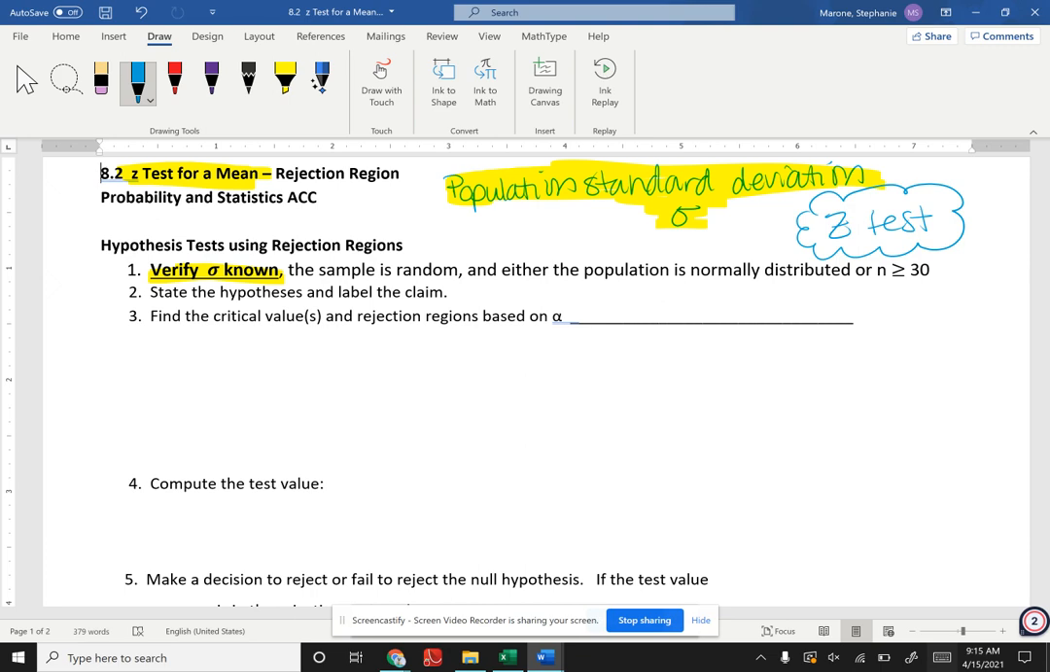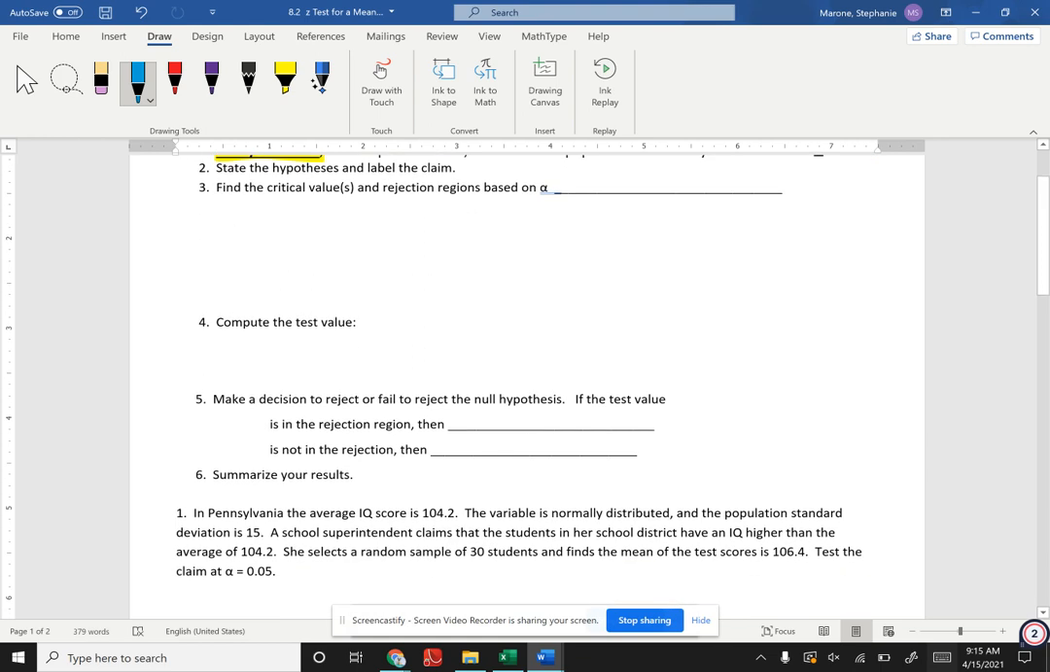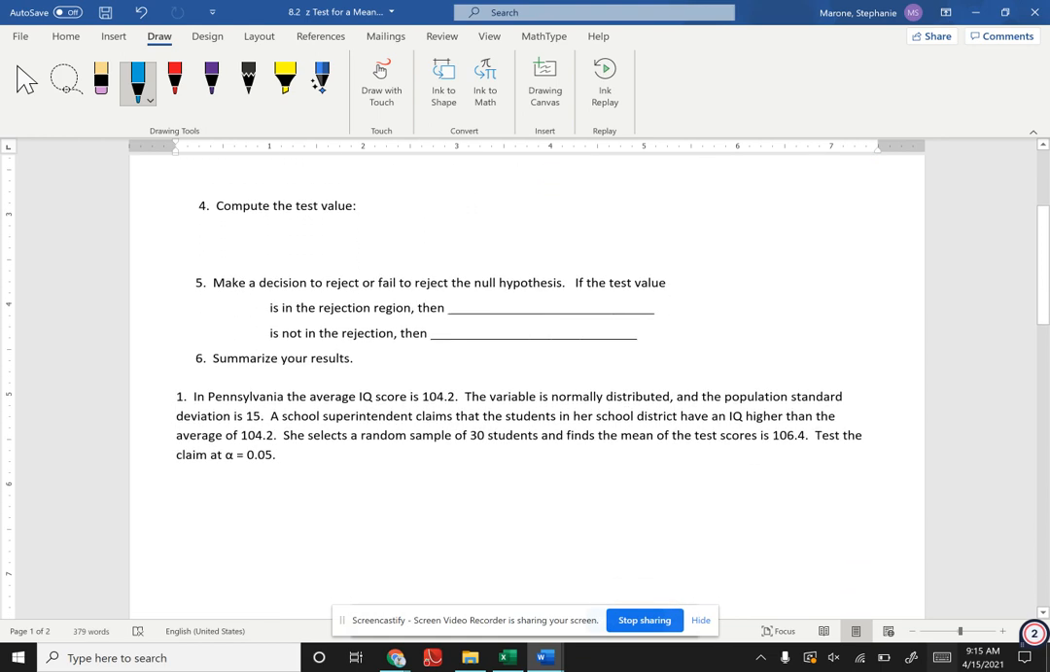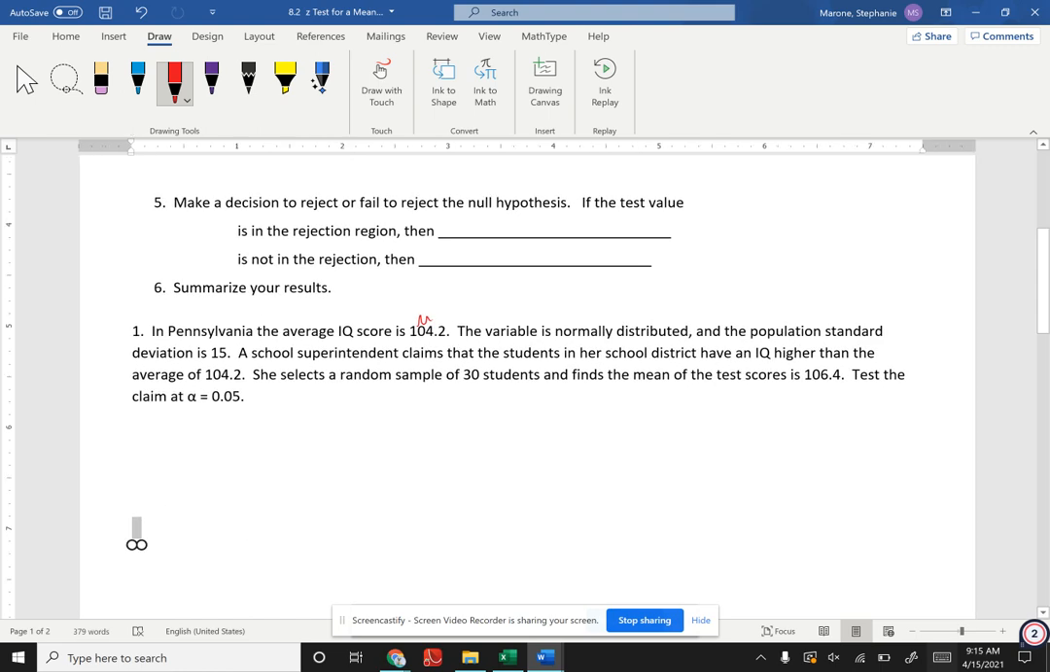State the hypotheses and label the claim just like yesterday. So I'm going to go through example 1 doing those steps that we did yesterday. In Pennsylvania, the average IQ score is 104.2. That's going to be the population mean. The variable is normally distributed. We have to be told that. And the population standard deviation is 15.